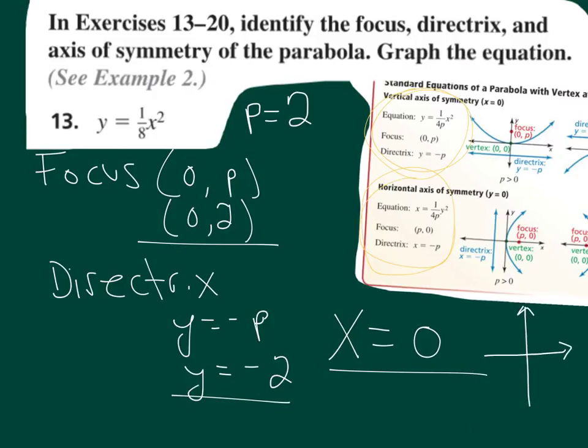We know that any graph that opens up or down, say if it looks something like this, well, where is my axis of symmetry? Yeah, it's right down the middle. It's right here. So that right there is your axis of symmetry, and the equation to that is x equals 0.